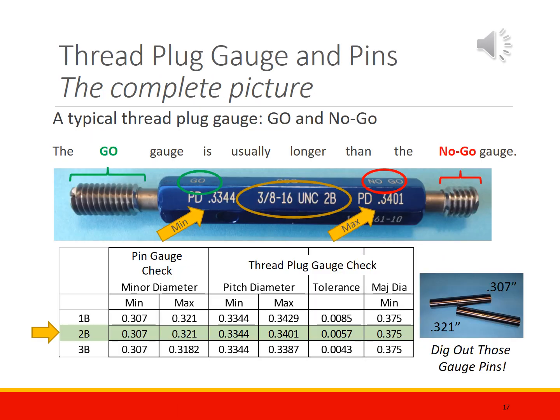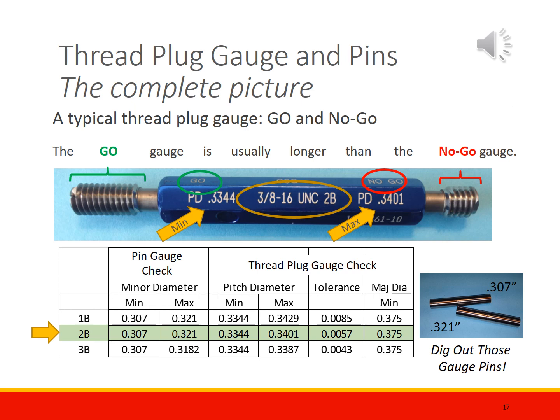So let's work our way through this thread plug gauge. We see that it is to check a 3/8 inch by 16 threads per inch coarse thread of a class 2B fit. If we dig out our handy dandy UNC thread table, we find the 2B class thread for a 3/8 inch 16 thread, and we see the min and max pitch diameters to be 0.3344 and 0.3401 respectively. And these are reflected on the gauge handle, which I like to see. It's helpful. So all's good there.